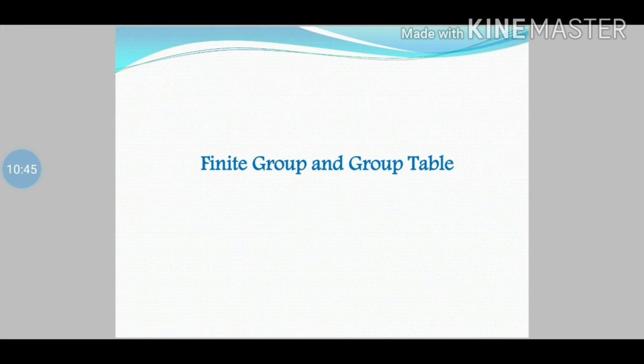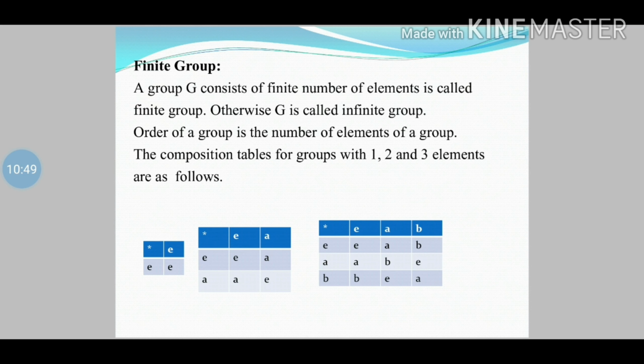Finite group and group table. A group G consisting of a finite number of elements is called a finite group. Otherwise, the group G is called an infinite group. For example, if we consider the group tables given below, in the first table there is only one element. The element must be the identity, then only it satisfies the properties of a group. That is, here the only element is e, e star e is equal to e. Here the inverse of e is e itself.